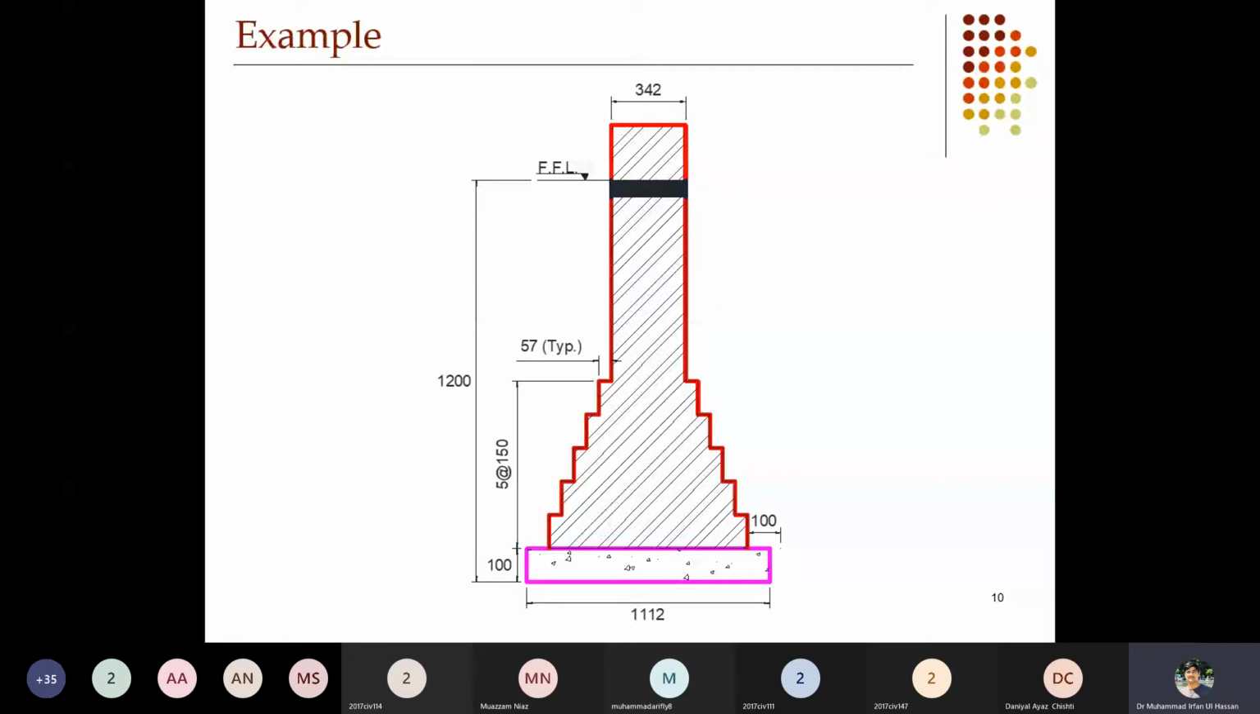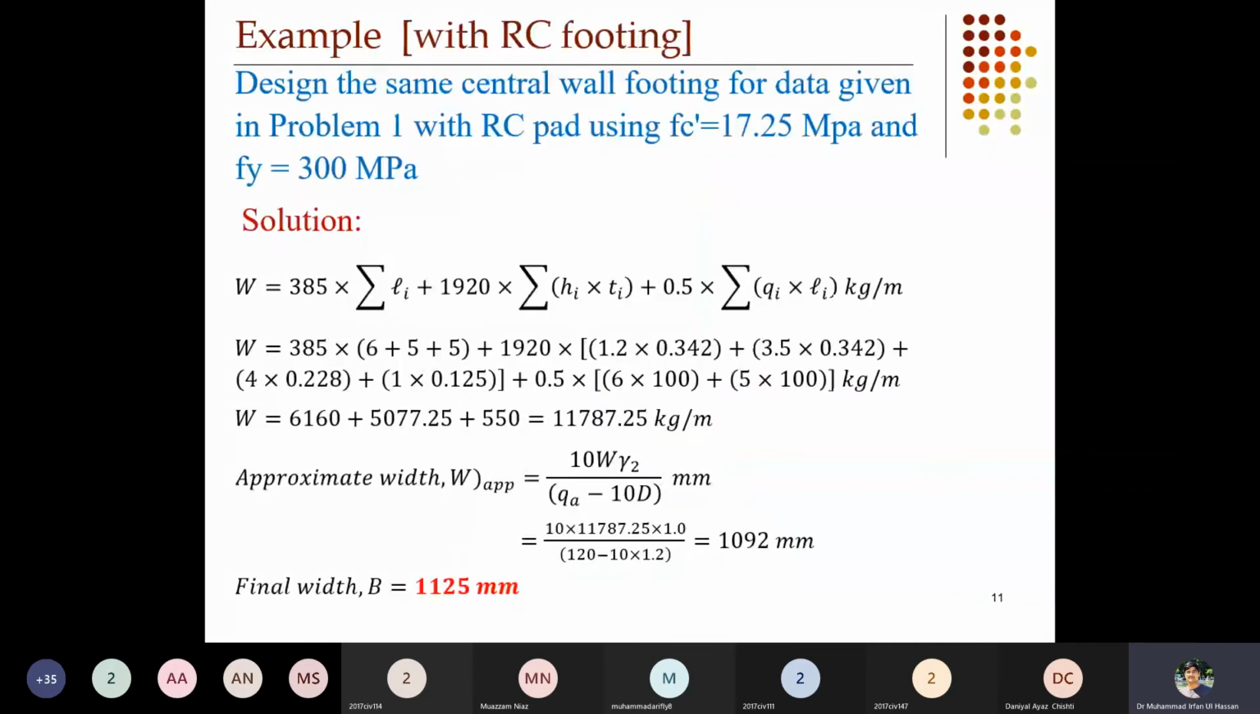If you feel that the same masonry footing should be converted into the RCC pad and you don't want to make more steps, then the same problem is solved with the RCC pad, but the procedure is somehow different, because the number of steps will not be computed now, and directly the width will be computed. First you compute the load W value, and from W, the total load, you compute the approximate width, where W, 10 W gamma 2 or Q allowable minus 10 D, and this width is slightly rounded up to 1.125 millimeter, multiple of 1 inch.